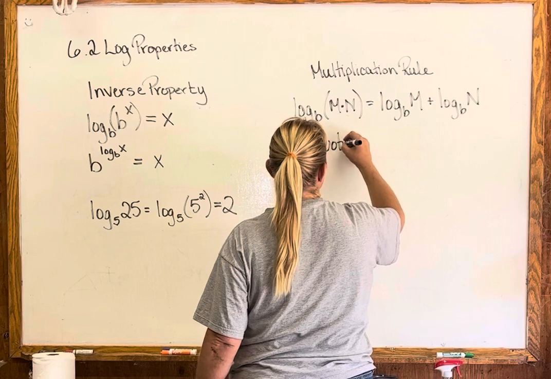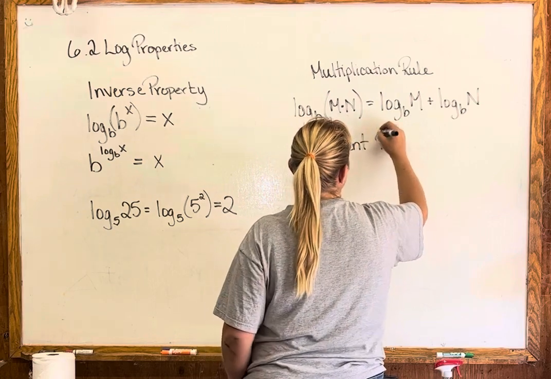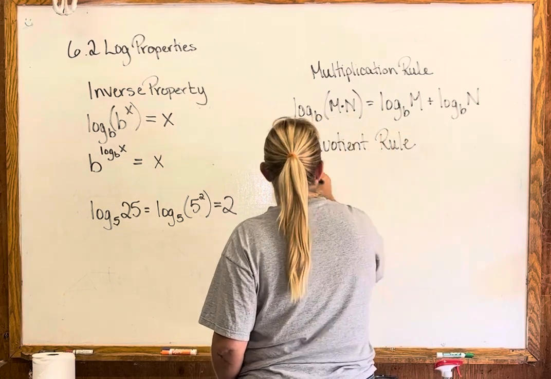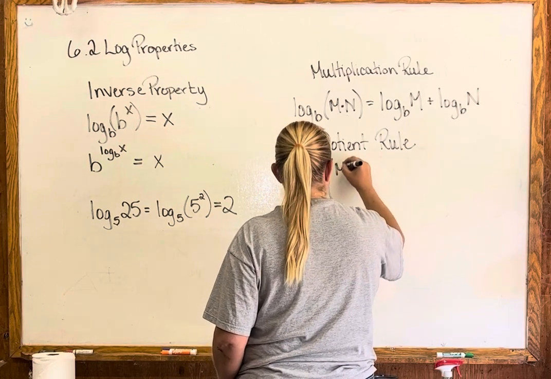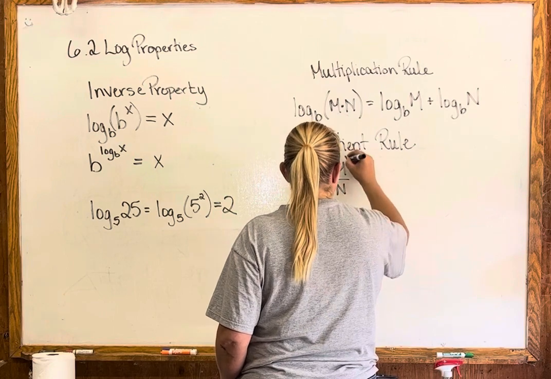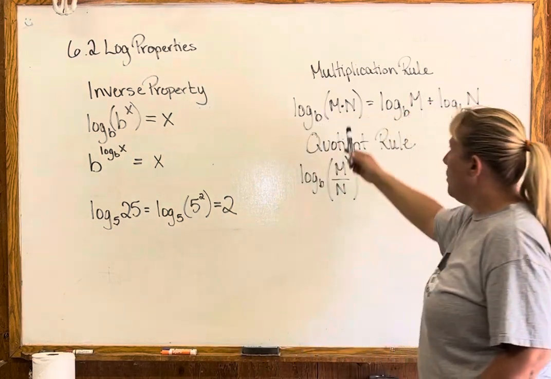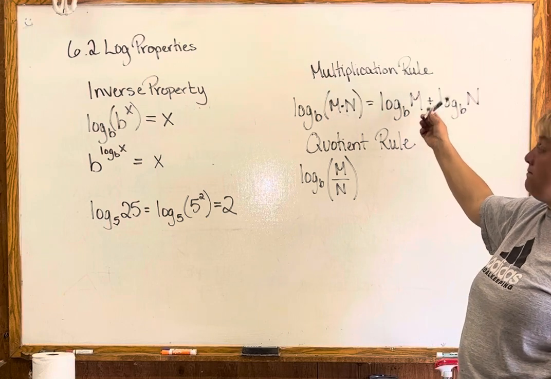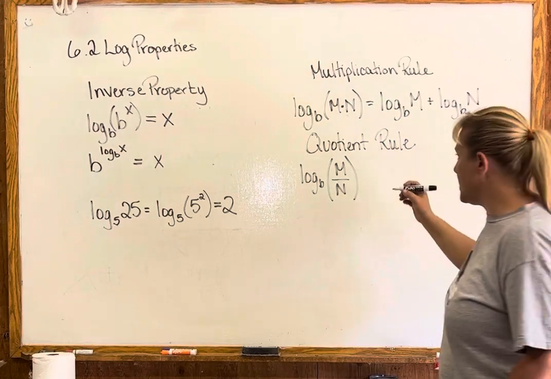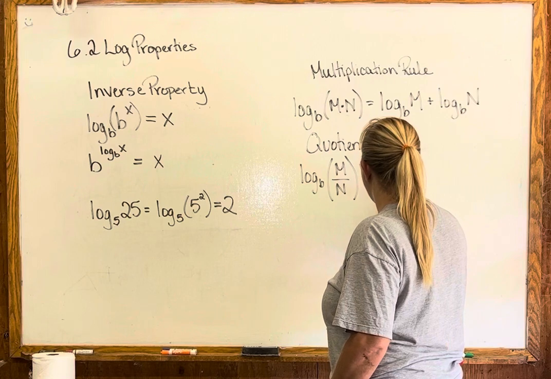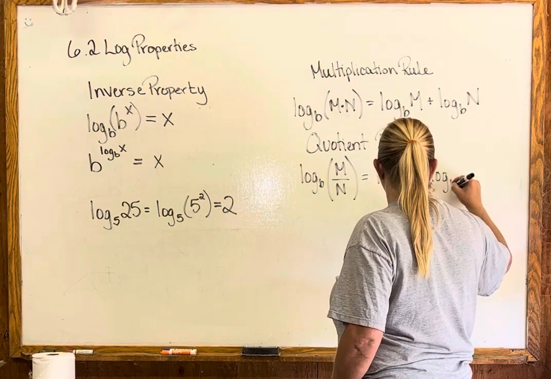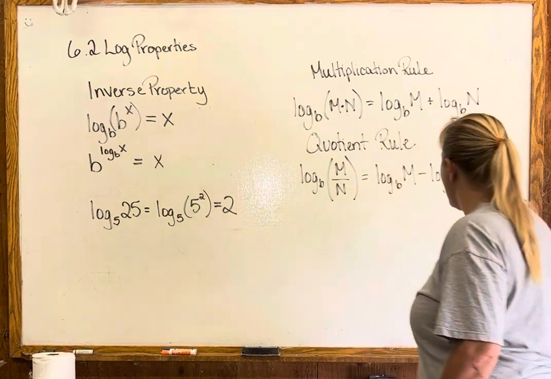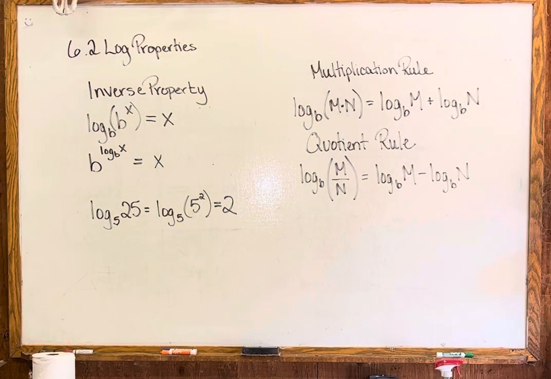So then the quotient rule says if we've got log base b of m divided by n, well, if multiplication goes with addition, division goes with subtraction. This is going to be log base b of m minus log base b of n.